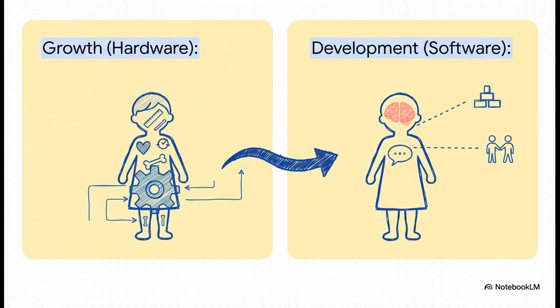Think of it like this. Growth is the hardware. It's the physical stuff you can measure, like height and weight. Development, on the other hand, is the software. It's all the functional skills, like thinking and moving, that run on that hardware. They're definitely linked, but for your exams and for your clinical practice, you have to know they're two different things.